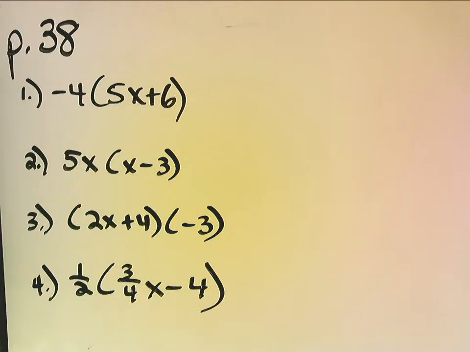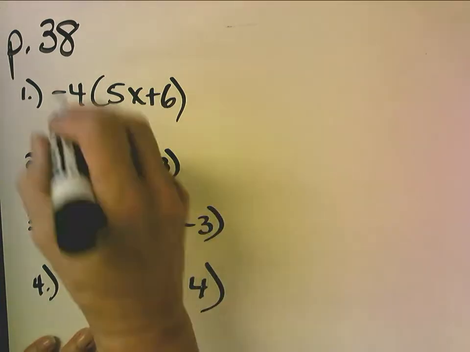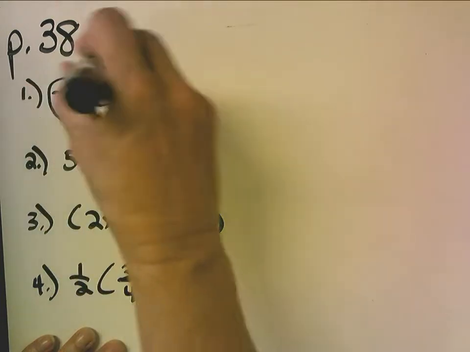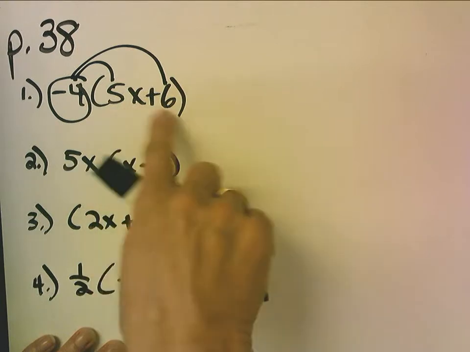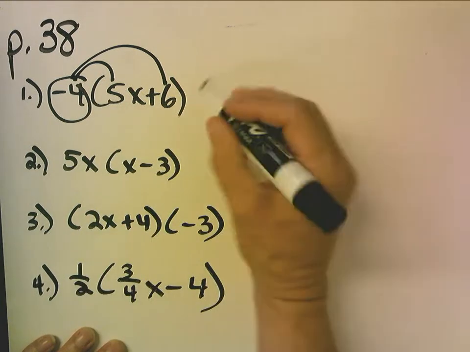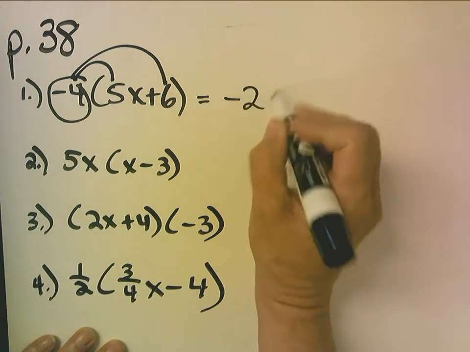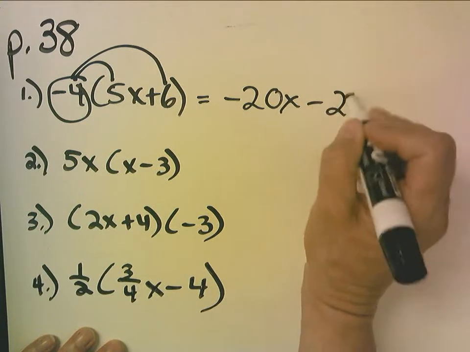Okay, now I'm going to go over page 38, which is a review for quiz 2F. So number 1, you're going to distribute -4. Now remember, whenever a negative is distributing, it changes the signs of everything inside. So this becomes -20x minus 24.